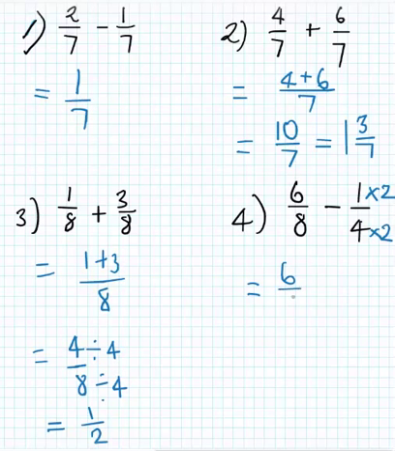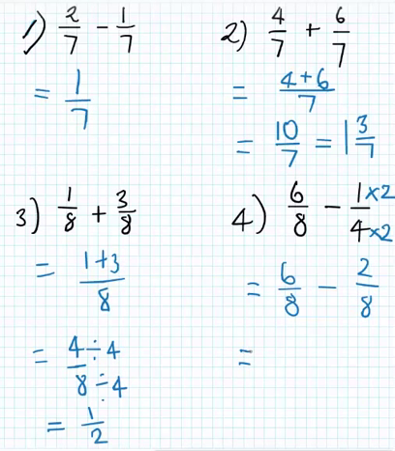So 6 over 8 doesn't change. I don't touch that fraction because my 4 times 2 is now an 8. And then 1 times 2 is 2. And you can see how 1 over 4 and 2 over 8, these two fractions are equivalent. That's why we must do the same thing to the top and bottom.